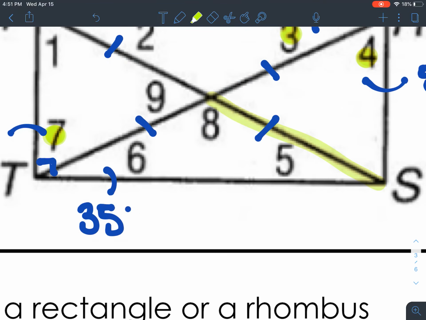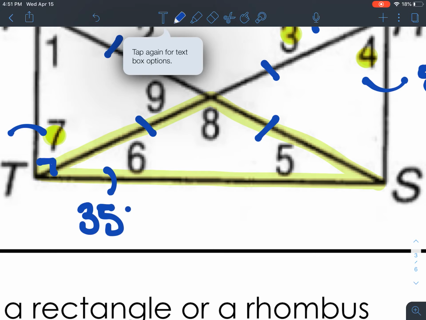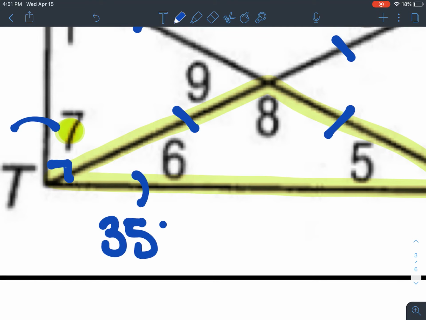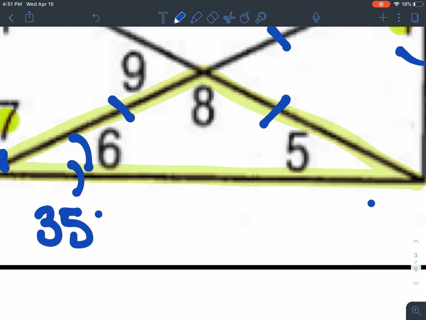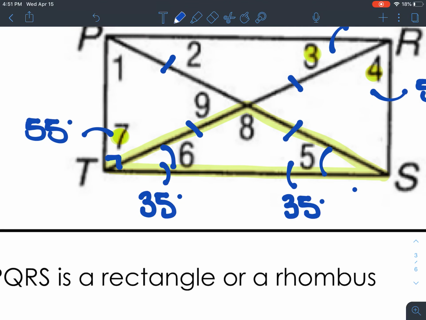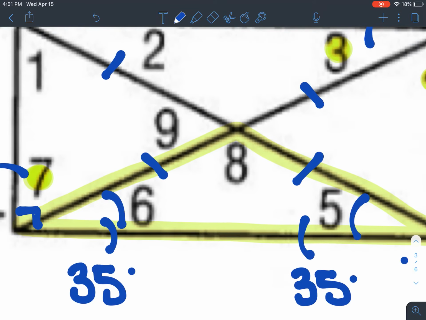I want you to look at this triangle right here, okay? What type of triangle is it? It's isosceles. And what do we know about isosceles triangles? What we know is that the base angles are congruent. The angles opposite of those sides have to be congruent, which means that 6 has to be congruent to 5, which means that 5 has to be 35 degrees. And if we stay with that triangle, we can find what 8 is, right? Because 8 has to add up to 180 degrees with 6 and 5. 6 and 5 added together equals 70, which means that 8 has to be 110 degrees.